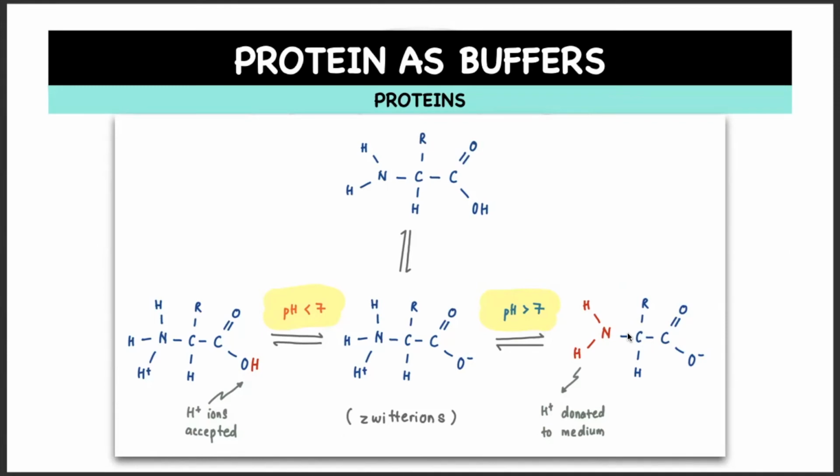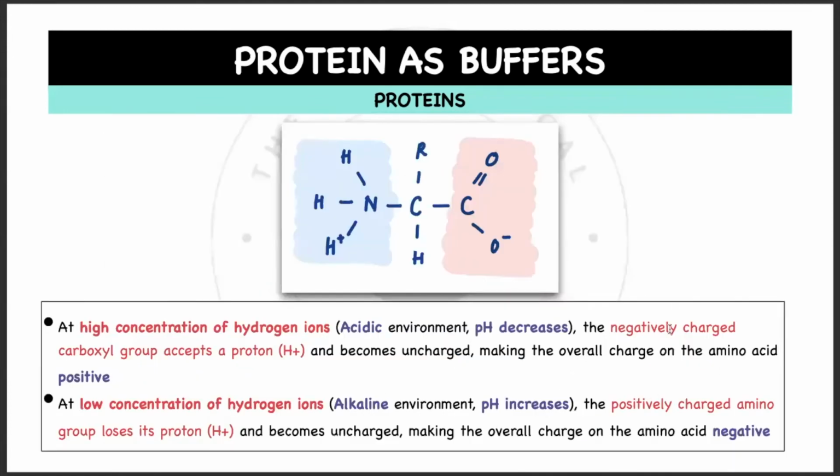So now it becomes uncharged and the overall charge on the amino acid becomes negative because you see over here, only this is left. This is no longer plus. Okay, so basically this is what I just said. Just go through it again in your own time. Remember, at high concentration of hydrogen ions and low concentration of hydrogen ions, what happens?